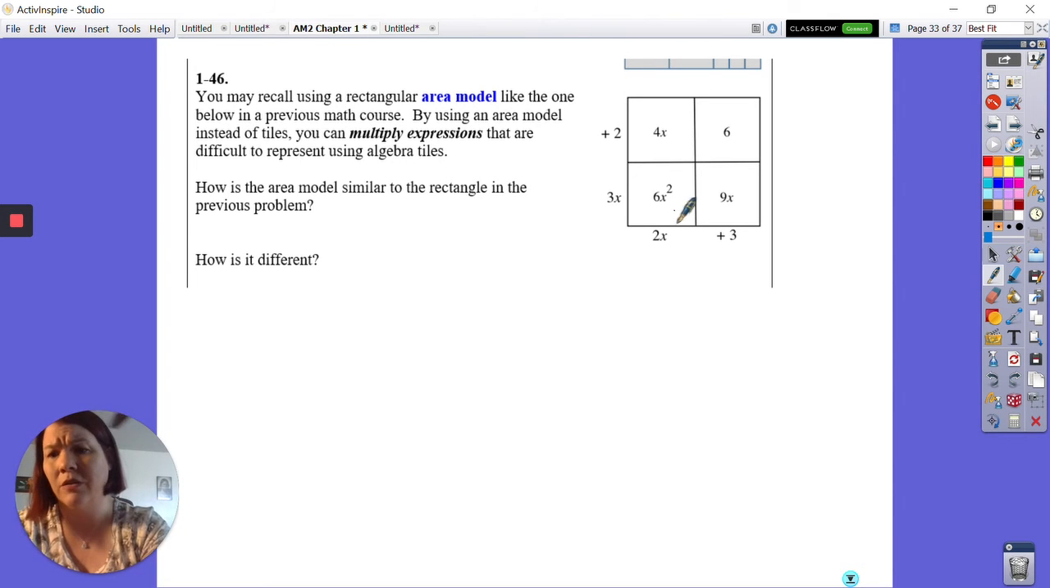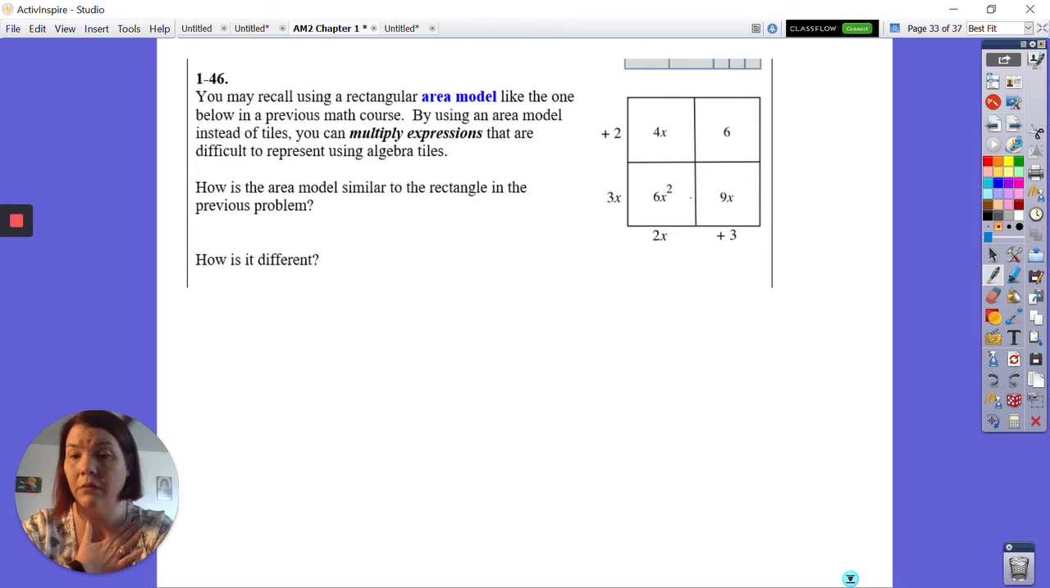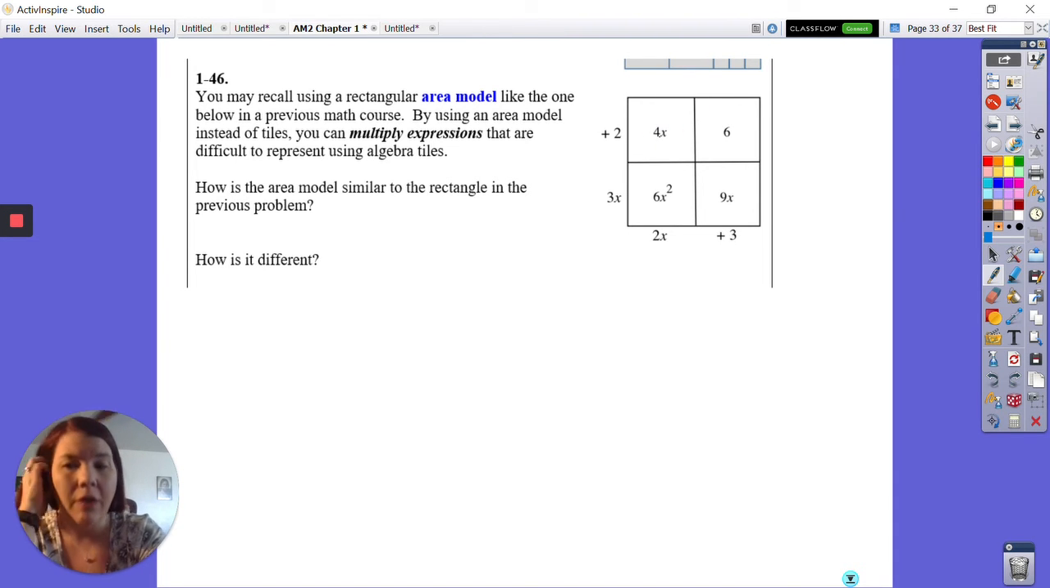I don't want to draw 6x squared. I don't want to draw any of them. I'm going to be completely frank, I don't want to draw these. But by doing it this way, I don't have to draw them. I can just draw this.